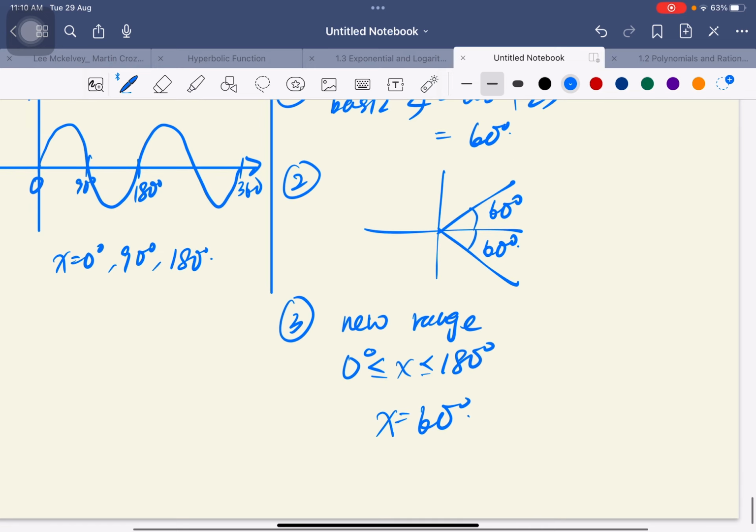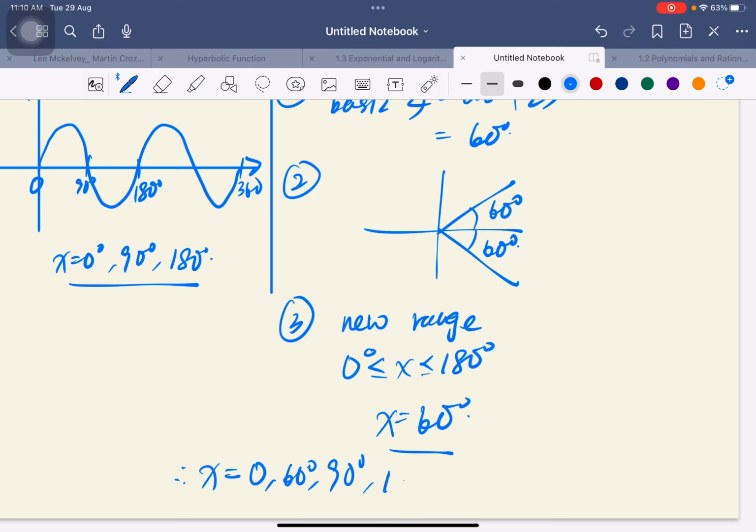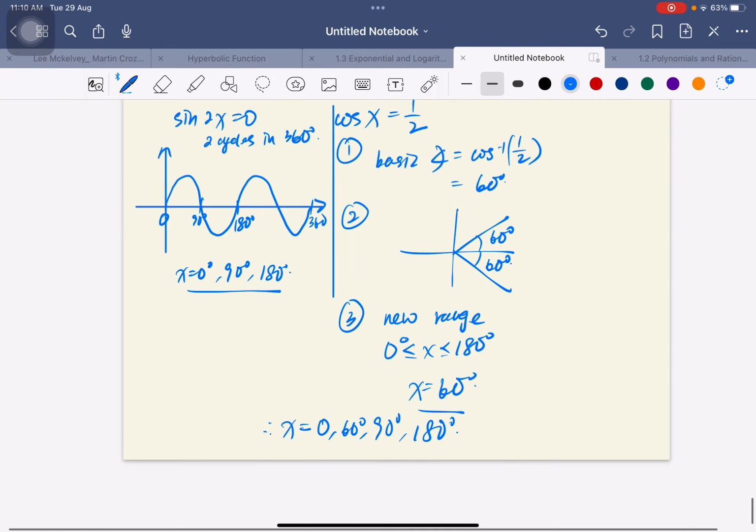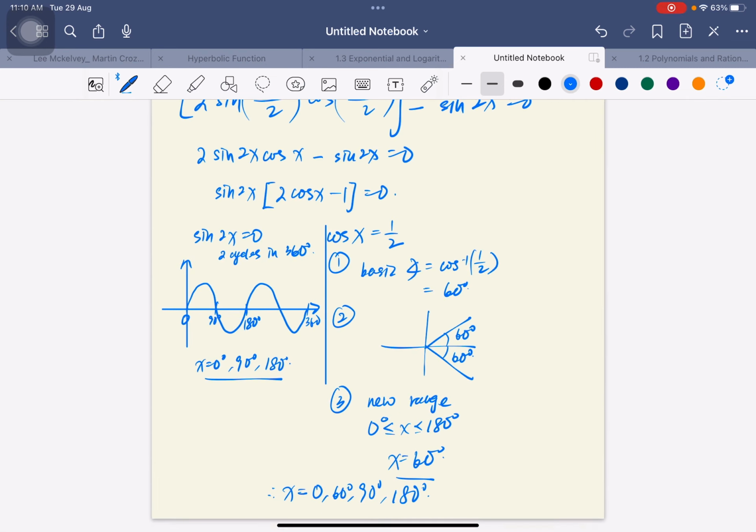So the final answer is x equals 0, 60, 90 and 180 degrees. With this you can try to do the question from checkpoint 1.14.